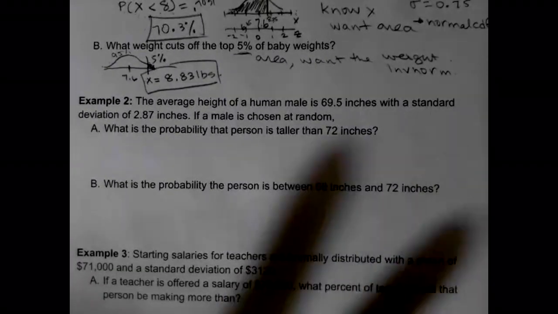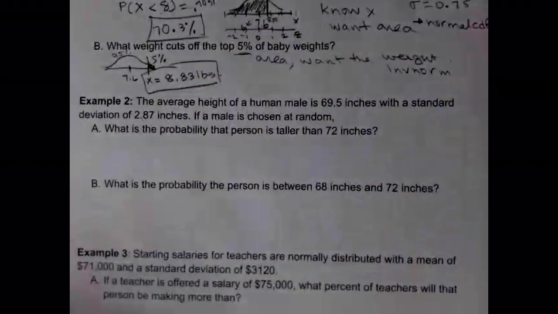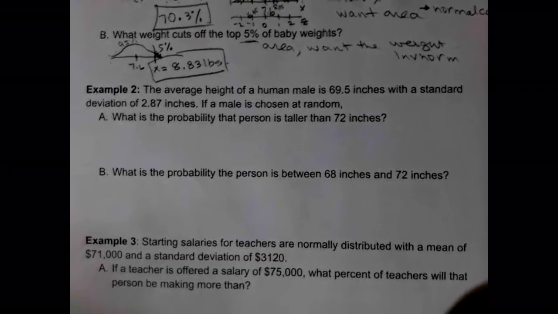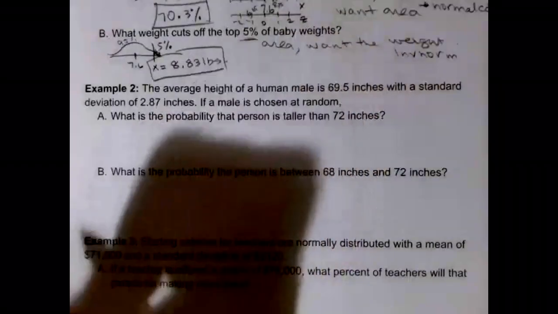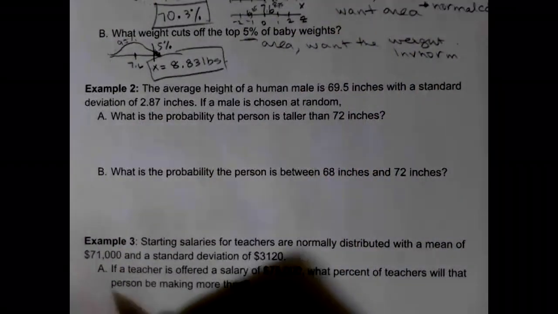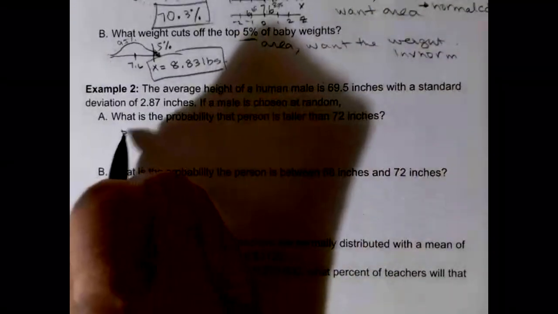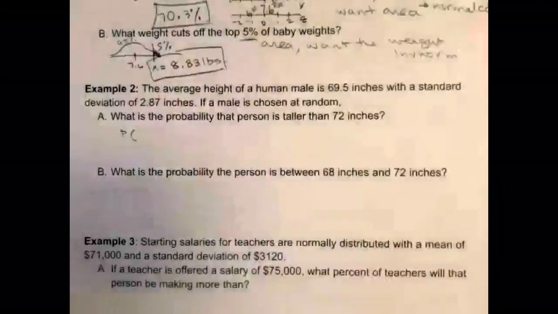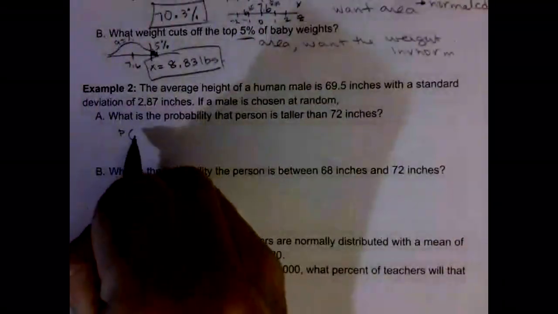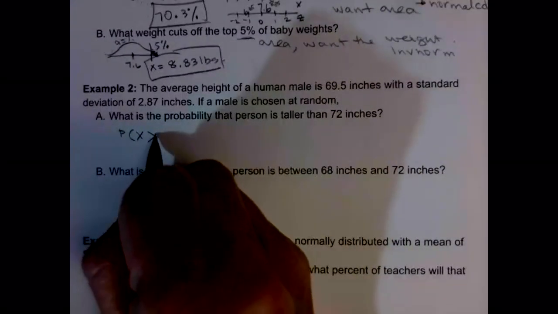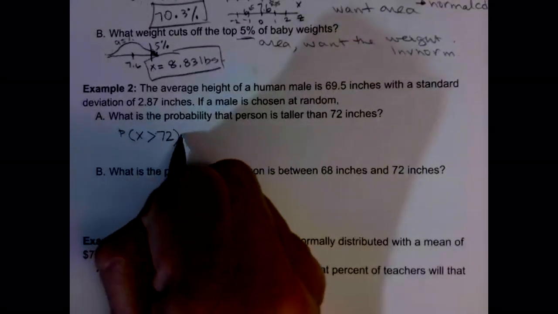Do you want to try it on your own? You can pause, see how you get along. I'll try the other calculator. Actually, you know what? I'm going to use my handheld calculator just to show you that it's all the same. So let's write the probability statement. What's the probability, oh, sorry, bring my light back, that an individual person's height is more than 72 inches?